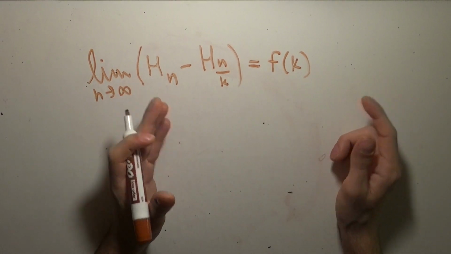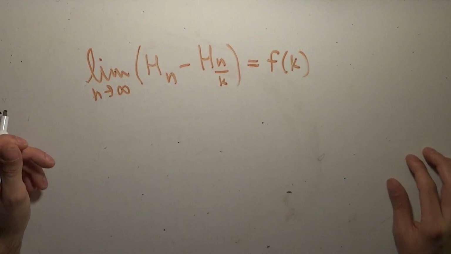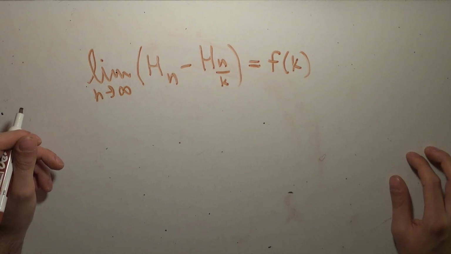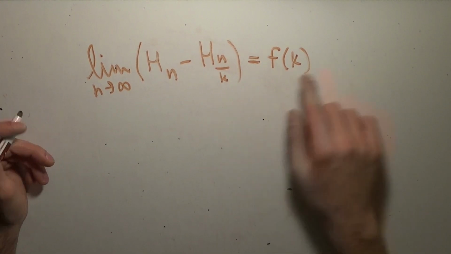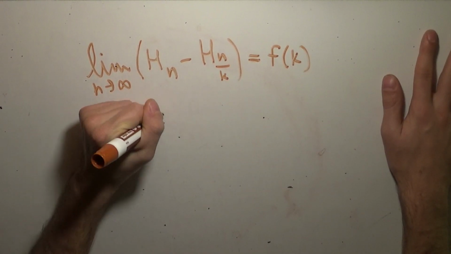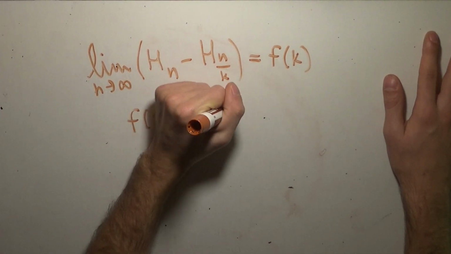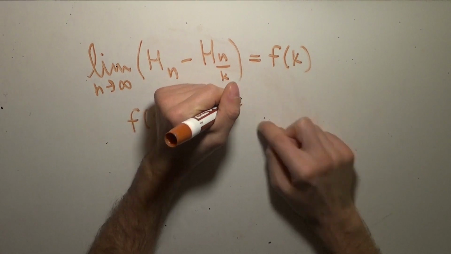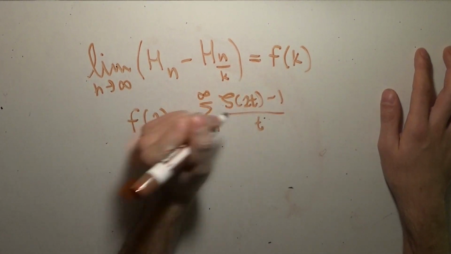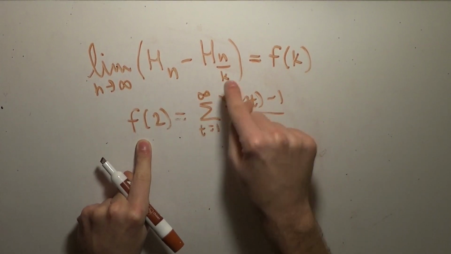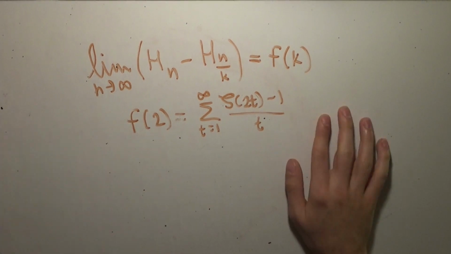We want to know if there's a nice function that represents this difference here. And it turns out to be very, very neat. Notice that in the case of f of 2, we get our sum, right? From t equals 1 to infinity of zeta of 2t minus 1 over t, right? So f of 2, if it exists as a limit, is equal to this series. That's what we just derived.